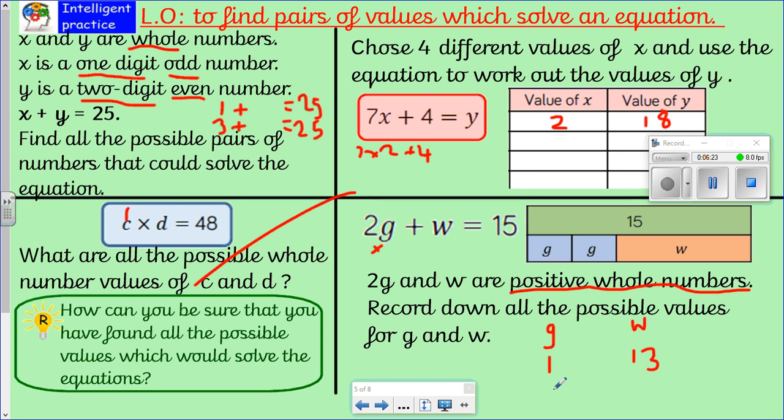Now, systematically, it doesn't say anything about odd or even numbers. There's nothing other than it being a whole number, so I'm going to go with g is 2. If g is 2, 2 times 2 is 4. 4 add something is 15. Well, that's got to be 11. Okay. And then I would just keep going until I'm definitely sure that I've got them all.